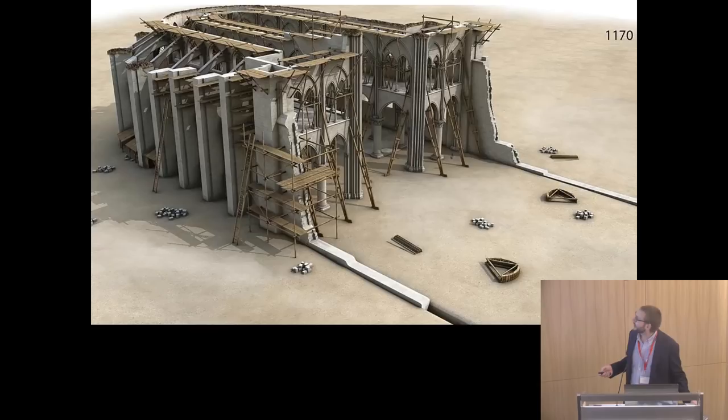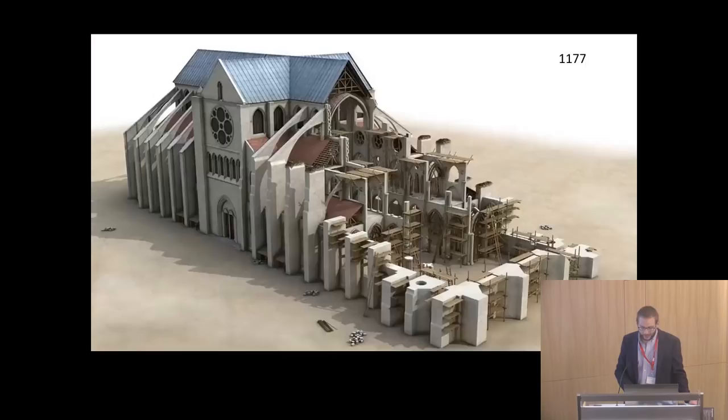So here we see a model of the construction of the East End as it was around about 1170. We know that this was built pretty quickly. It's on the river, so it's very easy to transport stone and other building materials to the site. And this was a very wealthy bishopric, so they had plenty of resources to pay for a large workforce and to get materials whenever they needed them, more or less. We know that by 1177, the East End was completed.